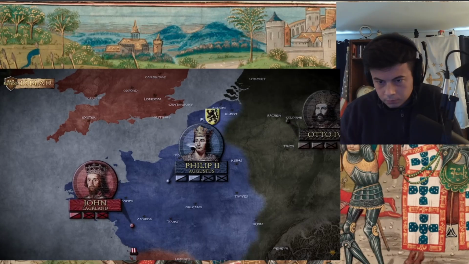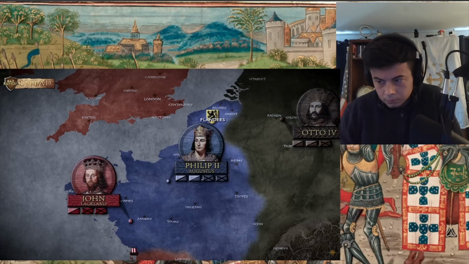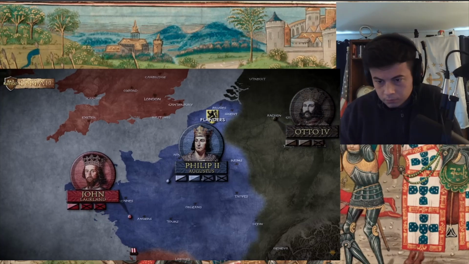Moreover, the Count of Flanders, together with other nobles of bordering counties, sided with John's alliance and complimented the imperial army with their own forces.